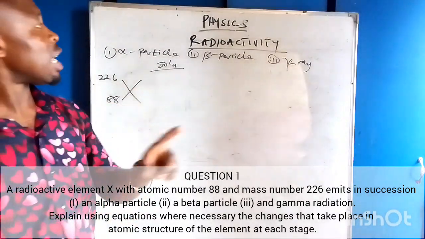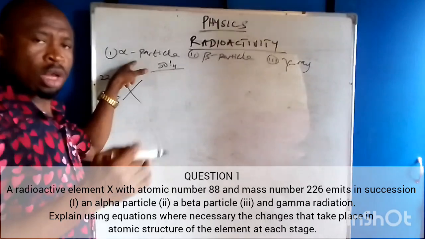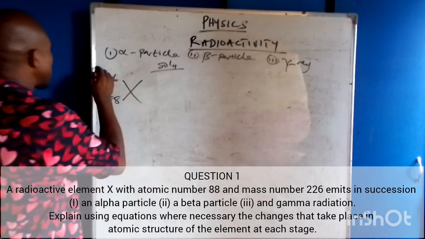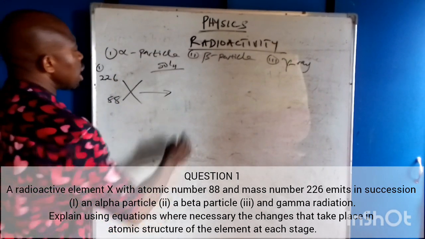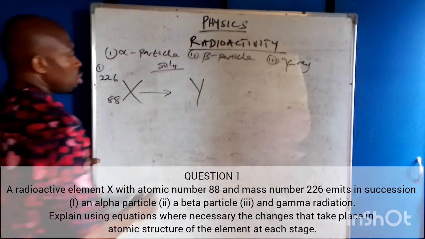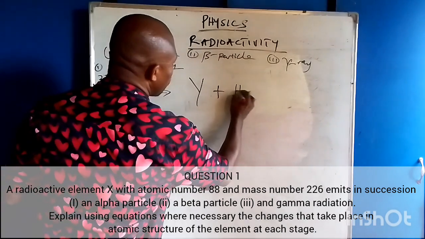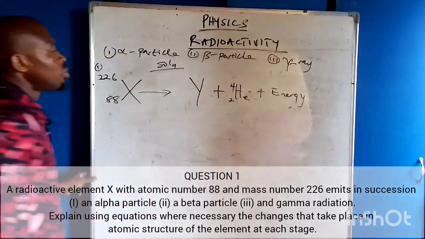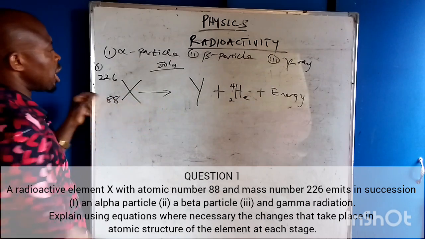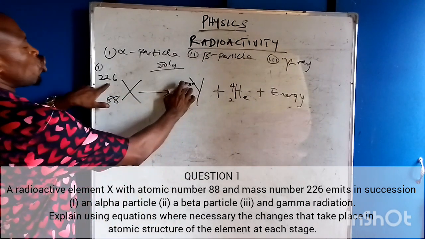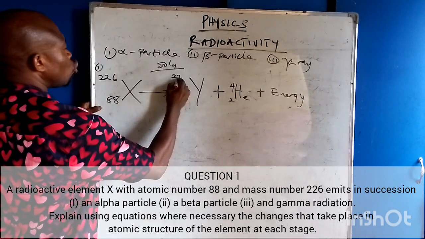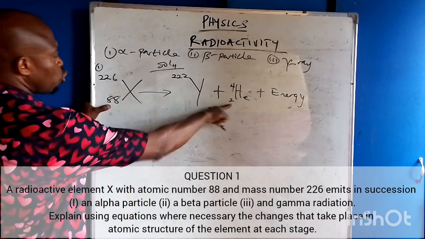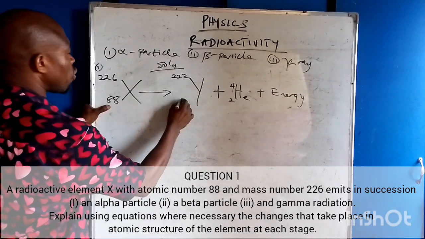Because they said it emits in succession, that means after emitting this one, it emitted this and emitted this. So this is the element. Now the first one here: this is the element, and let's say this is a new element when it emitted an alpha particle. That means this is the alpha particle here, 4/2 He plus the new element. Remember we said the mass number will be reduced by 4. That means 226 minus 4 will give us 222. And then the atomic number, if you remove 2 from here, will be reduced by 2, which will give us 86.